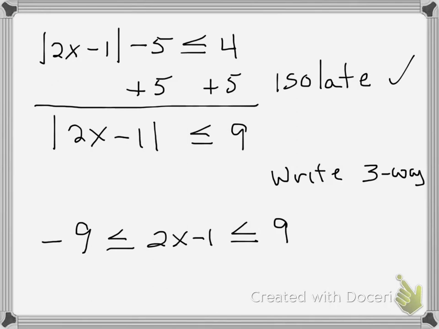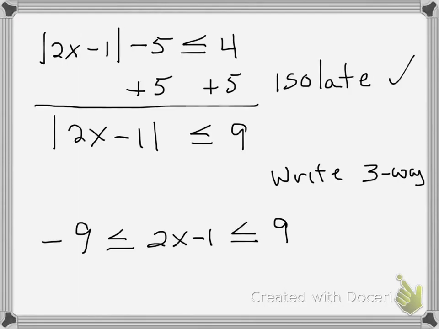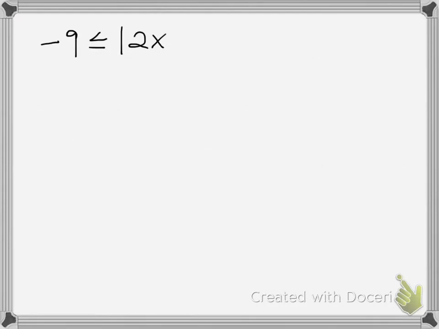All right, let's see if I can figure out a way to get a new page. Here we go. So it was negative 9 is less than or equal to 2x minus 1, which is less than or equal to 9. Oh, but it doesn't have the absolute values anymore. All right, so that was step 2, and that's the one that's a little different.